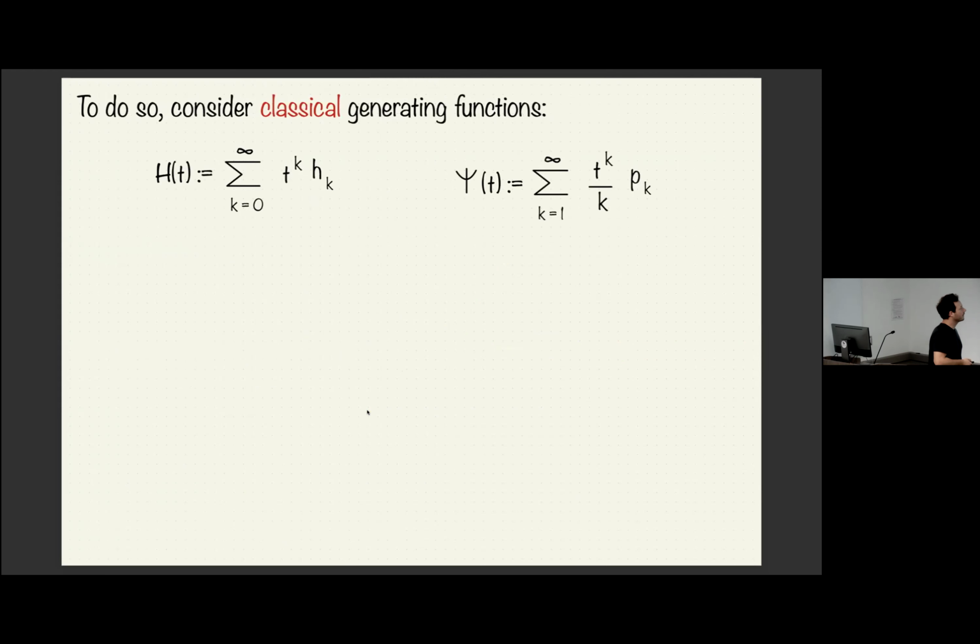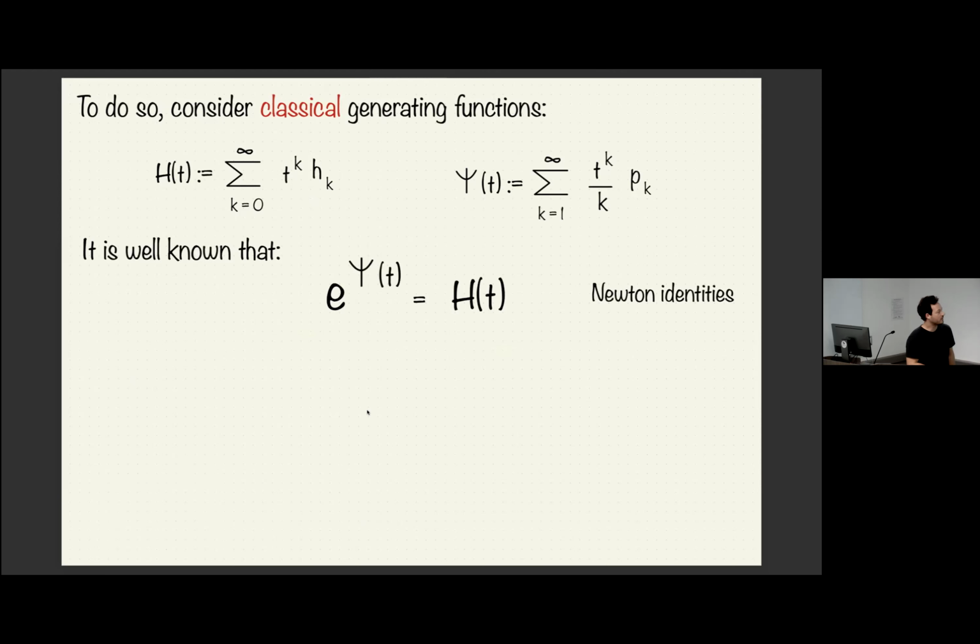It's useful to introduce these classical generating functions. So you have the classical functions h sub k, and you define the generating function which collects all of them into the capital H, and for the power sum, the 1 over k is conventional. This is the generating function for the power sum basis. And there's a famous, well-known relation: if you take the exponential of the psi, you get exactly the H. This is a formula that Newton figured out in the 1700s, crazily enough. To be more precise, the Newton identities are identities between the h's and the p's, and all those identities are encapsulated in a single equation given by this. This is called Newton.